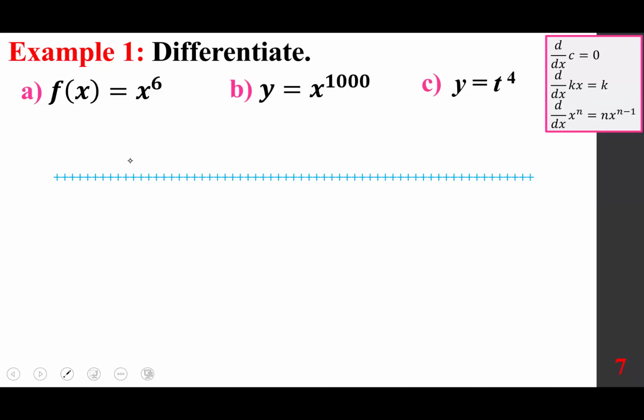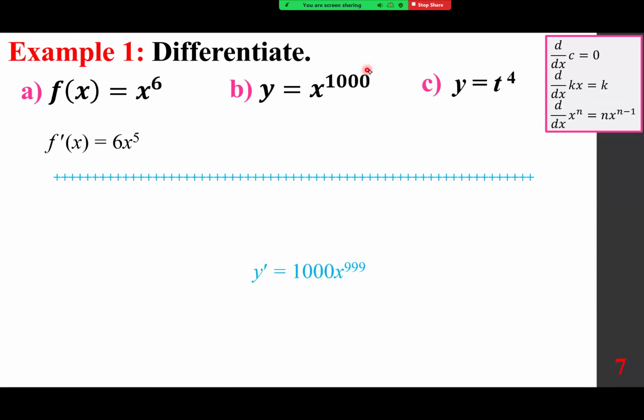Let's look at simple examples. f(x) is x to the power of 6. 6 becomes the coefficient, and the exponent goes down by 1, so f prime of x is 6x to the power of 5. y prime: 1000 becomes the coefficient, and the exponent goes down by 1, becomes 9.